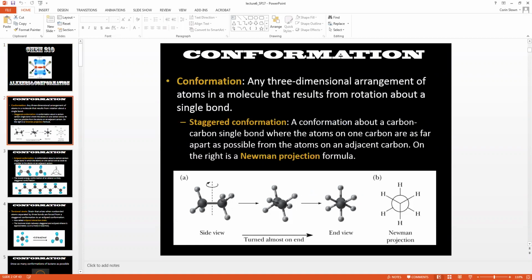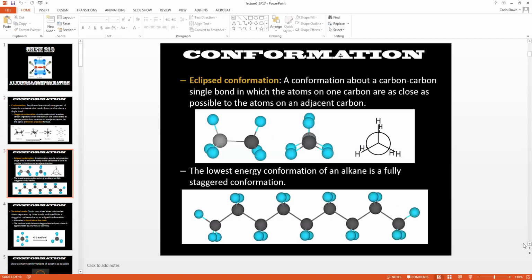So if we think about a staggered conformation, that's a conformation about a carbon-carbon single bond where the atoms on one carbon are as far apart as possible from the atoms on an adjacent carbon. On the right is a Newman projection. If you take a look at the side view of a molecule, rotate it so it's almost on its end, and then turn it so we see the end, you can see the staggered conformation where everything is spread as far apart as possible, and you can see the way that that's represented by a Newman projection.